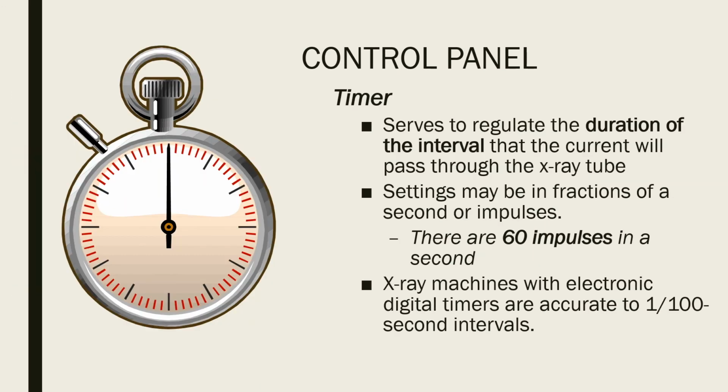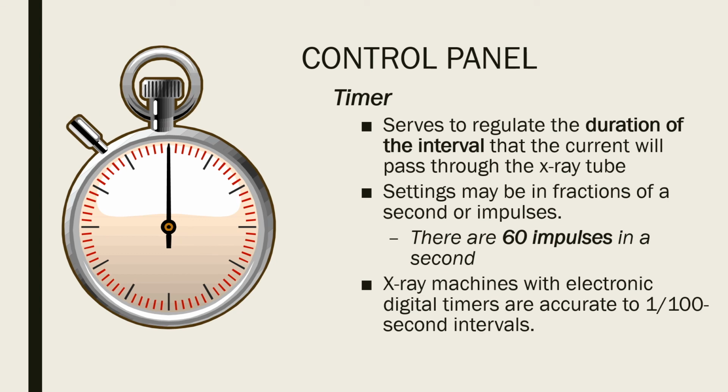Now we have the timer. So we are still looking at the control panel, and on the control panel we have the timer. The timer regulates the duration of the interval that the current will pass through the X-ray tube. The timer sets our exposure time. In the machines that we have in lab, the timer is linked to kVp. So if you choose a large patient icon and switch it to the small patient icon, you will see that there will be a change in the exposure time. The exposure time for small icon is less as compared to the large icon.